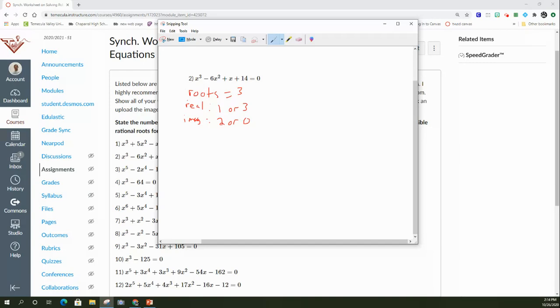All right, and so what are my p over q's here? So again, not too bad on this one. A little bit more than the last one. Plus or minus, my p is 14. So 1, 2, 7, and 14. Q is 1, so that's easy. I don't have to worry about the Q. So I have 8 possible answers here. So as I set this up, 1, negative 6, 1, and 14.